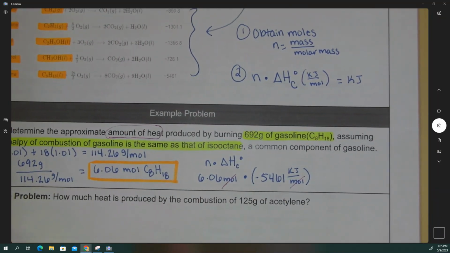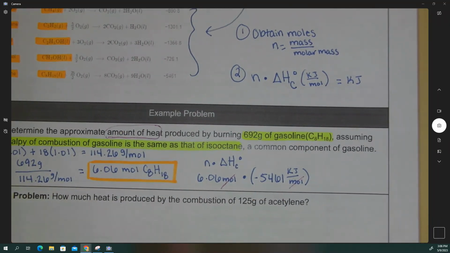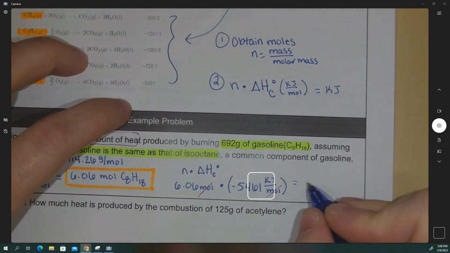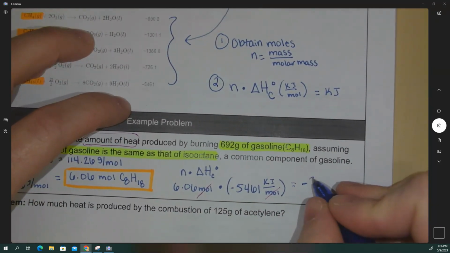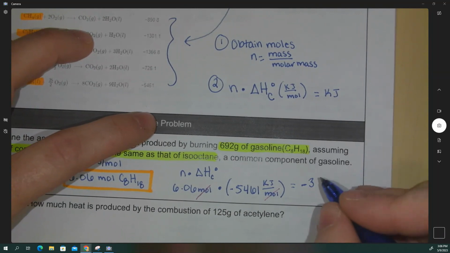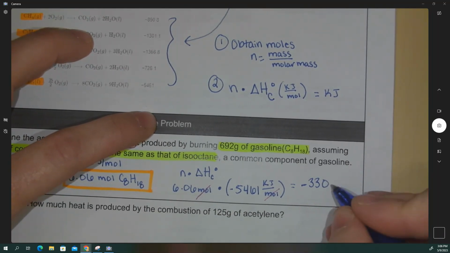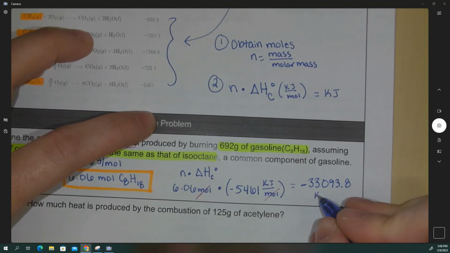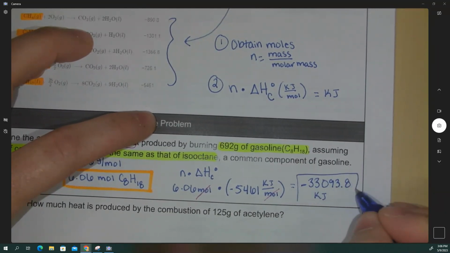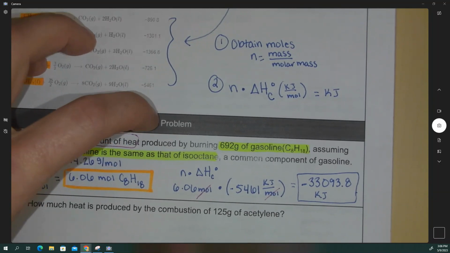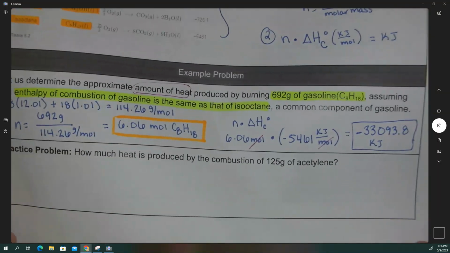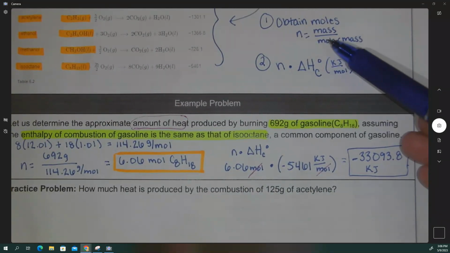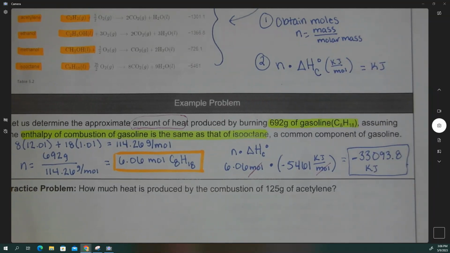So 6.06 times negative 5,461 gives us negative 33,093.8. Our unit is kilojoules. All right, so remember our steps. Figure out your moles, take your moles, and multiply times enthalpy of combustion.